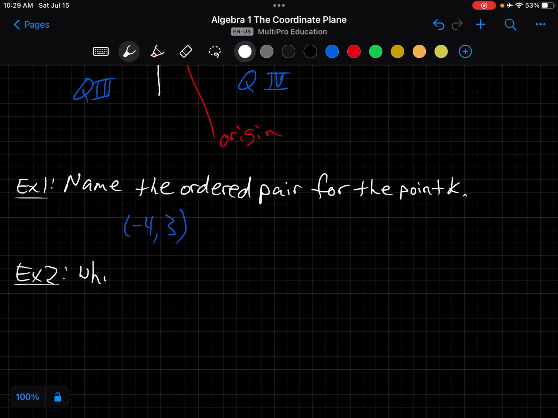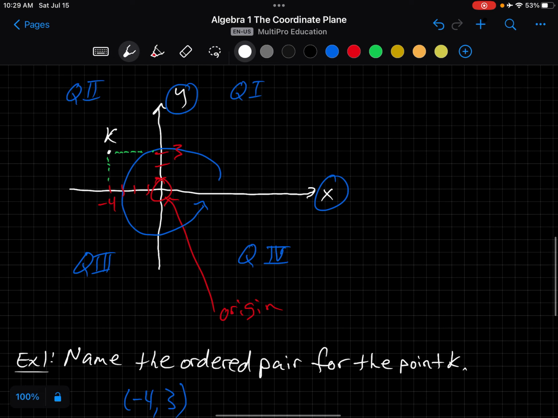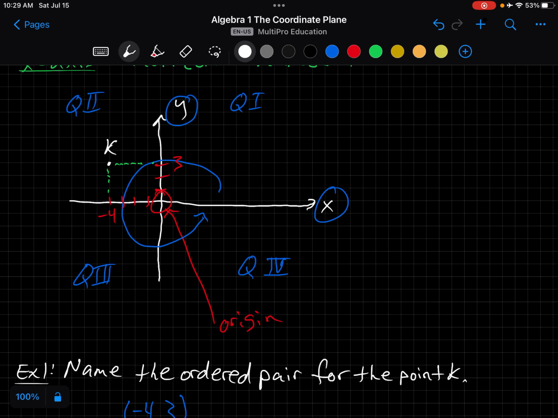Alright, which quadrant is point K? So which quadrant is point K in? Since it's a -X and a +Y over here on the top left, that would be quadrant 2.